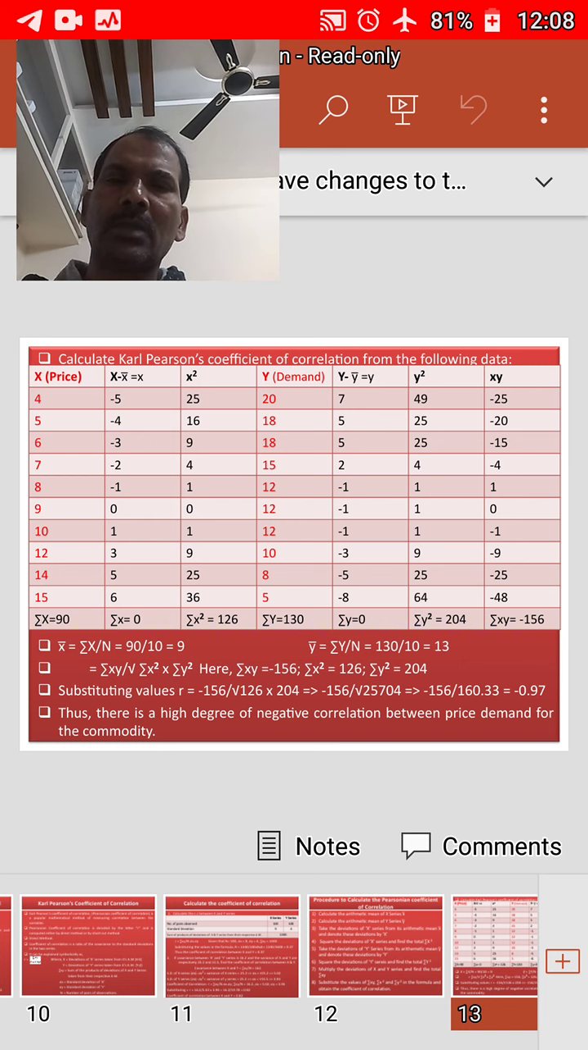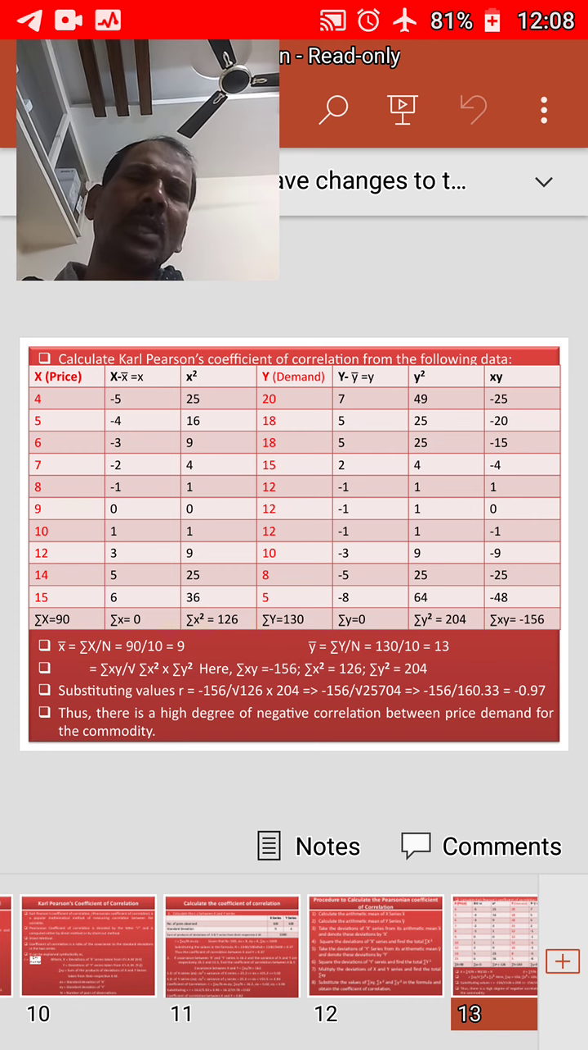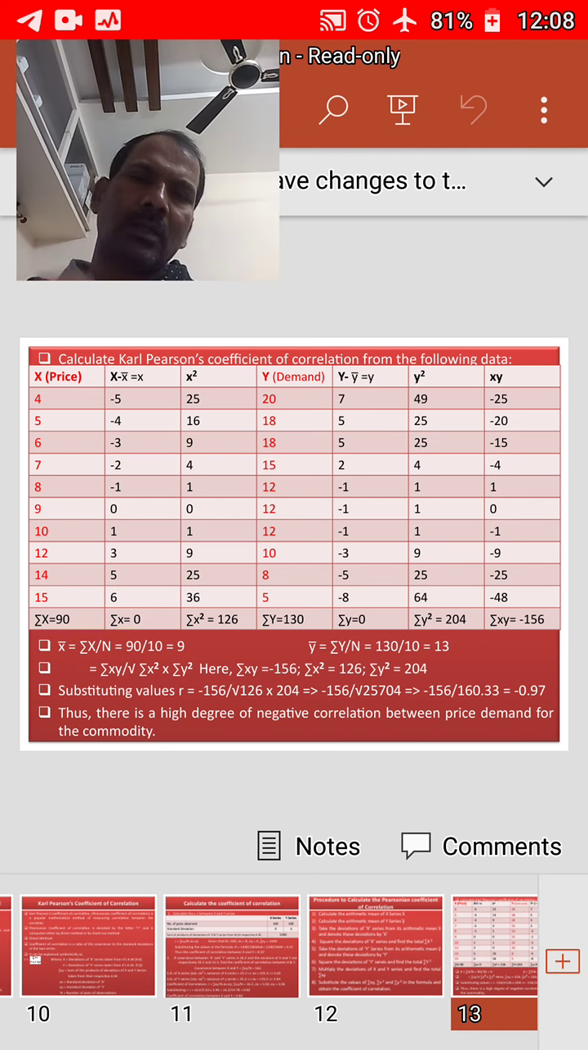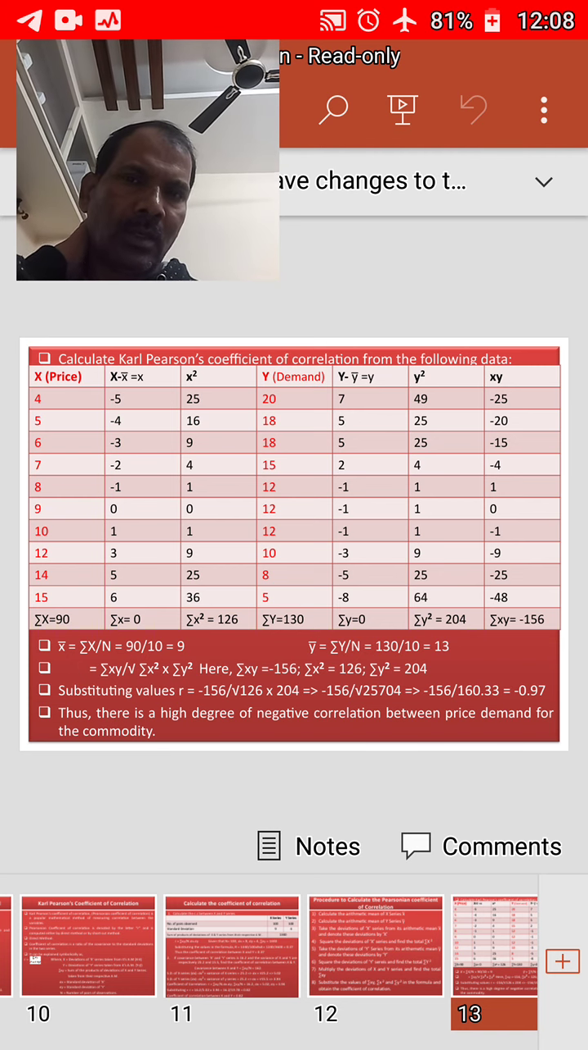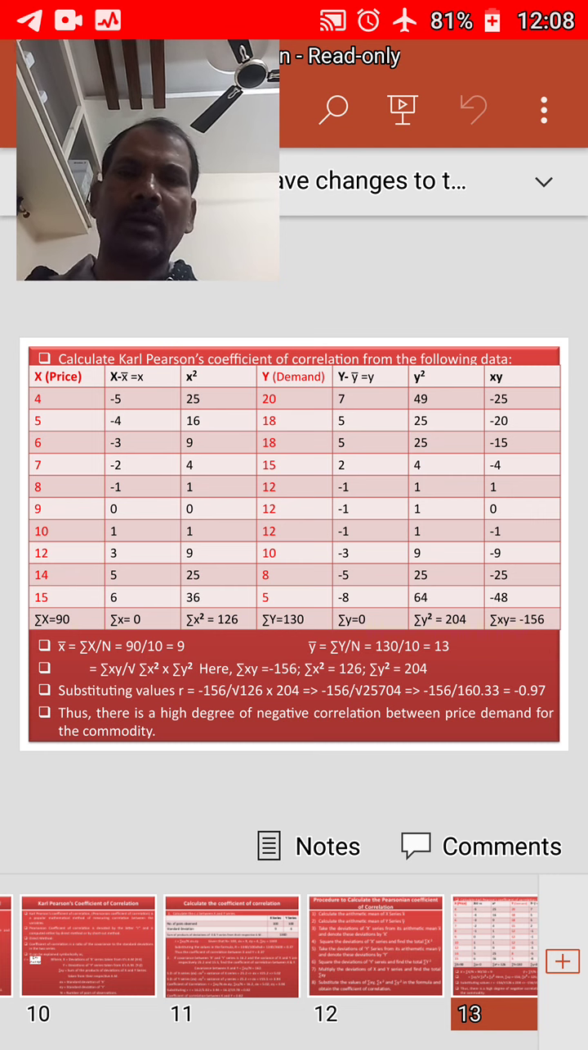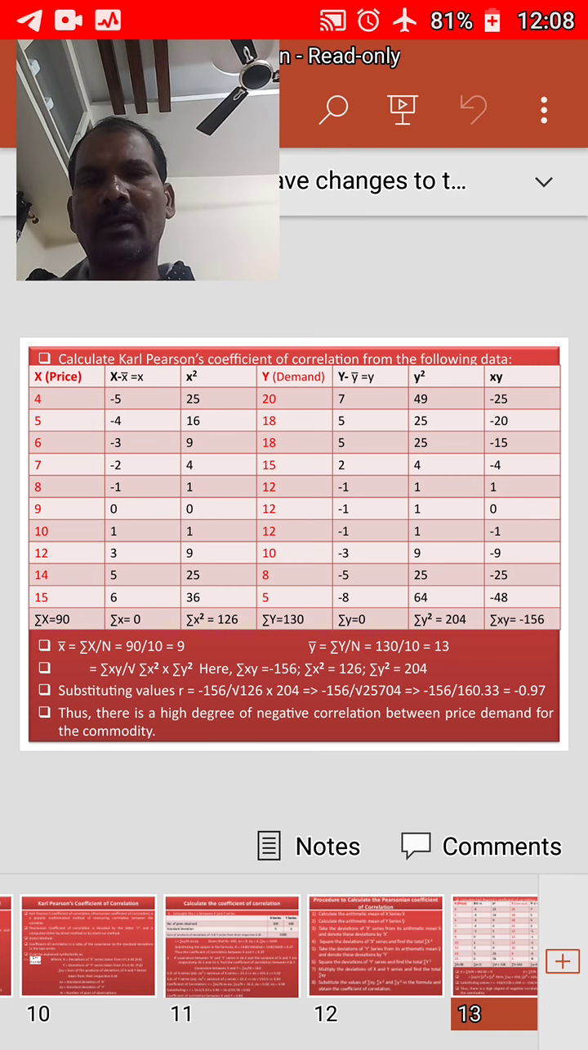6 minus 9 is equal to minus 3, 7 minus 9 is equal to minus 2, 8 minus 9 is equal to minus 1, 9 minus 9 is equal to 0, 10 minus 9 is equal to 1, 12 minus 9 is equal to 3, 14 minus 9 is equal to 5, 15 minus 9 is equal to 6. These are the deviations that we got from the given data.